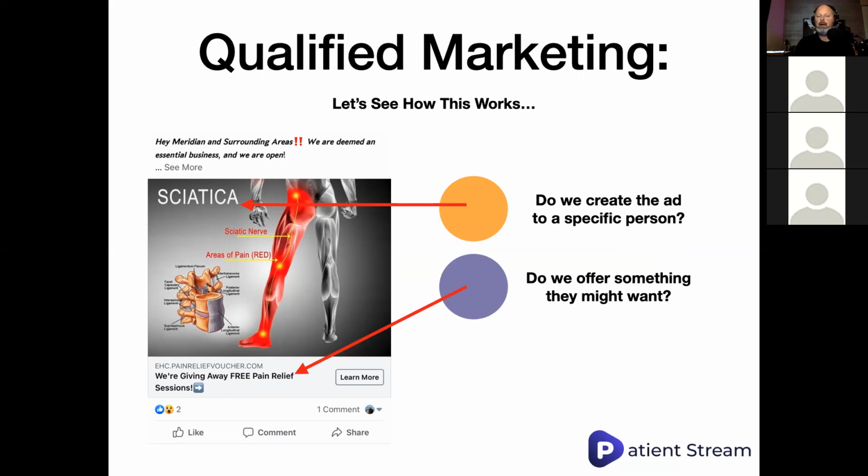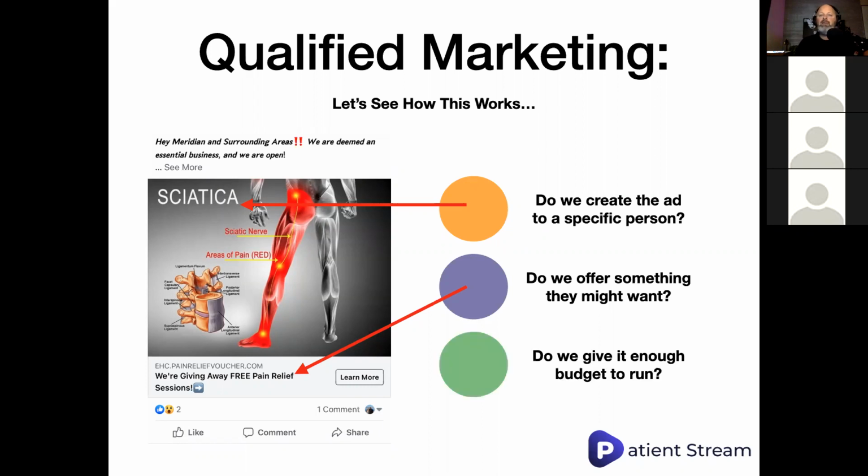Okay. Now I'm not saying, in fact, as far as free sessions, pretty much in Patient Stream, I don't think we offer hardly anything for free. We usually have some price tag associated with it. But the point here is that we're offering something that people with that particular condition say, okay, that's worth my time and my attention. All right.